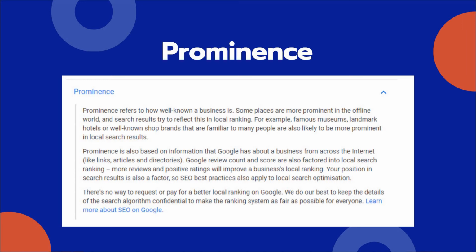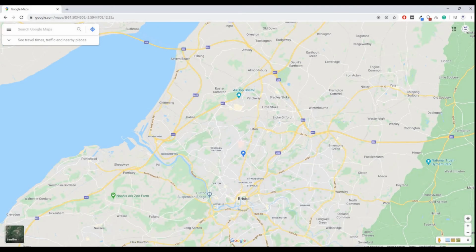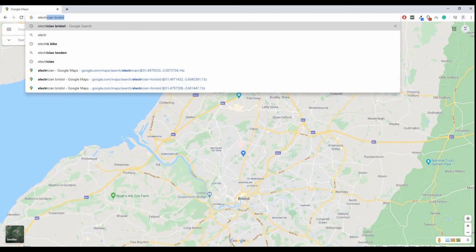So here we can see the local area around where we're currently based, Bristol. We can see that Bristol encompasses everything from the city centre all the way up to towns like Almondsbury, across to Tickenham, Portishead, and everywhere in between. Now, if we were to do a quick local search, which means using a service that we want and the place that we want it to be based, we're going to type in here, electrician Bristol, and see what comes up.